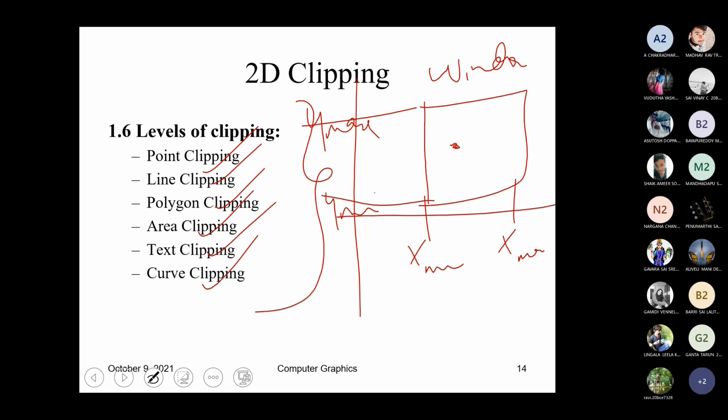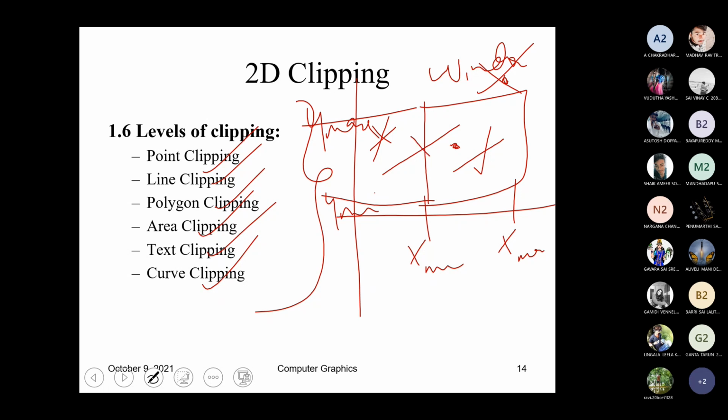So if it was outside the window, this should be clipped off. You have to remove this point. The same way, if you have a line like this, what will happen? Or a line like this, fully inside, will not be clipped because you have to display it. It is inside the window coordinate, so it will be there.